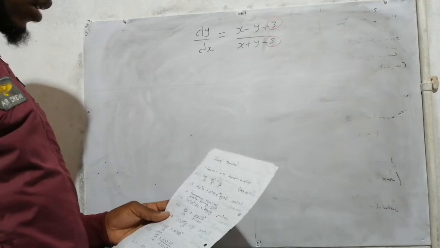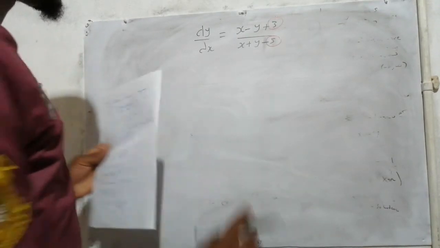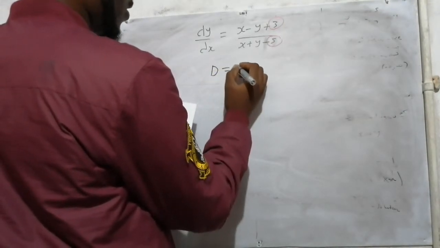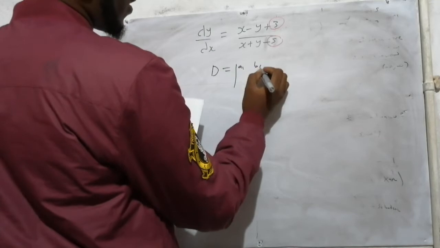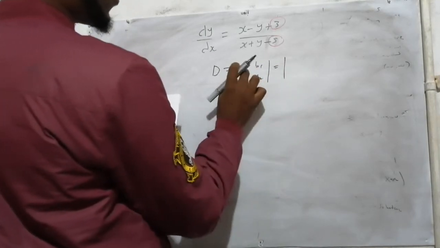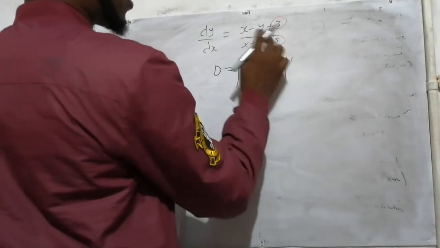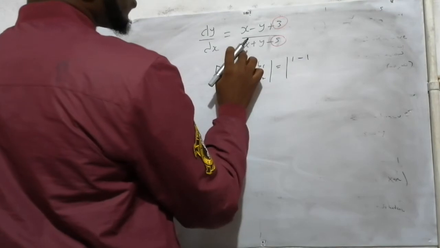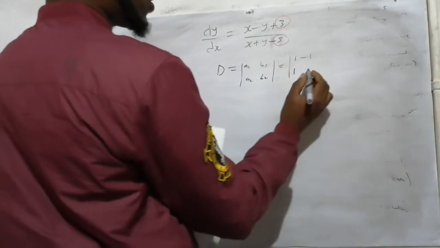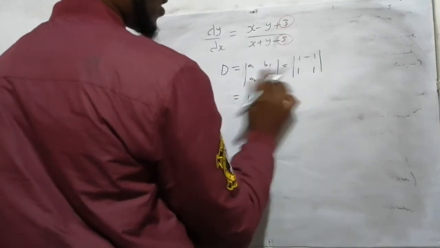So the first thing that we're going to do is to check if d is not equal to 0. So let's find our d. We said d is given by a1, b1, a2, b2. I said a1 is the coefficient of x on the numerator, which is 1. b1 is the coefficient of y, which is -1, and a2 is the coefficient of x on the denominator. b2 is the coefficient of y in the denominator, so this is 1. This is just a determinant.